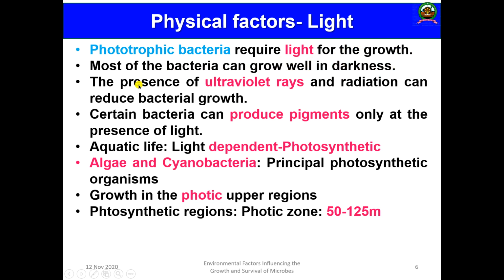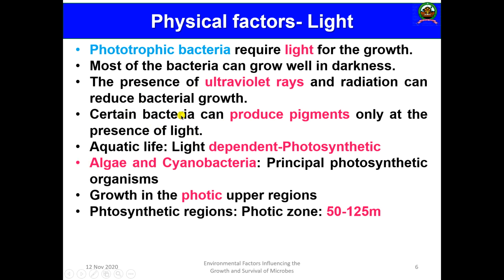And there are some organisms that can survive in the presence of radiation, but most organisms in the presence of UV light, ultraviolet rays, will be killed, or the bacterial growth can be reduced. Then certain bacteria can produce certain pigments, and due to that particular pigment they will be able to show some colors. You can see some of the organisms are beautiful, red color or green color or blue color, light pigmentation.